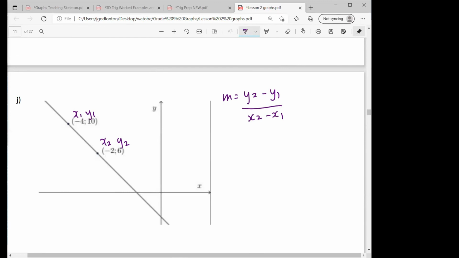Okay, so y2 is 6 minus y1, which is 10, over x2, which is -2, minus bracket -4. 6 minus 10 is -4 over -2 plus 4, which is -4/2, which is -2.